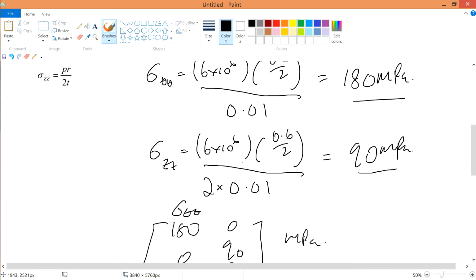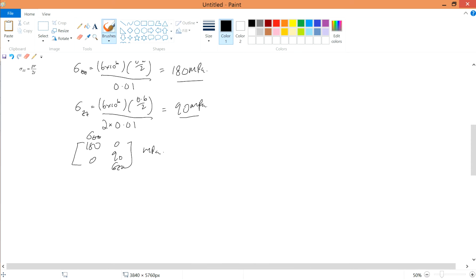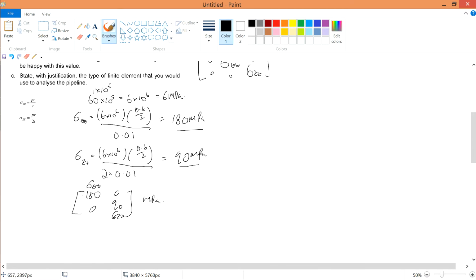So far so good. Let's check it out. This is it in terms of MPa. Maybe not, because 6 times 10 to the power 6 should be in Pa. My fault. Oh yeah, MPa. Sorry. Anyway, you can just substitute it in, and then you'll know what I mean.